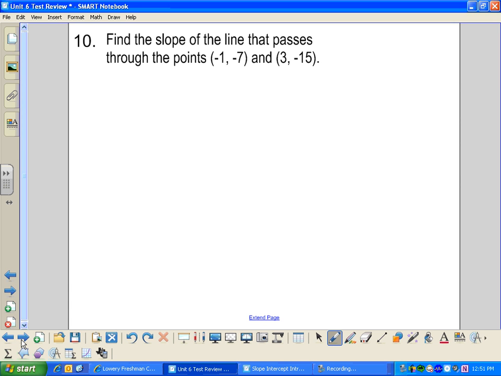Find the slope of the line that passes through these points. I know if I've got 2 points, the slope is y2 minus y1 over x2 minus x1. Most important point is to actually assign variables to each of these values. This is my first x, y, this is my second x, y. So here we go: x1, y1, x2, y2. Now I just plug in the values.